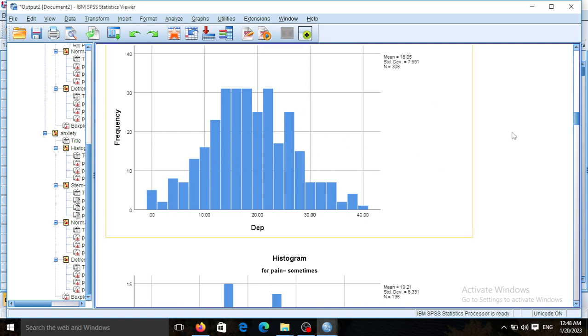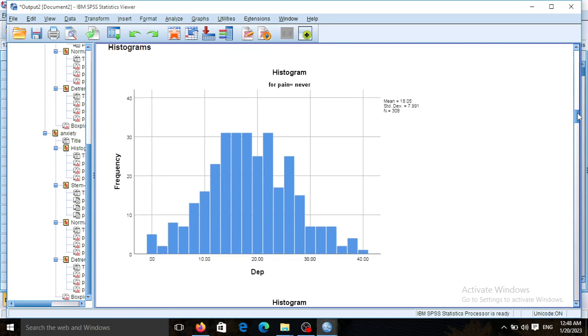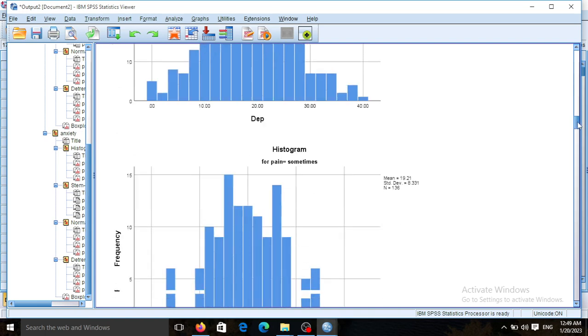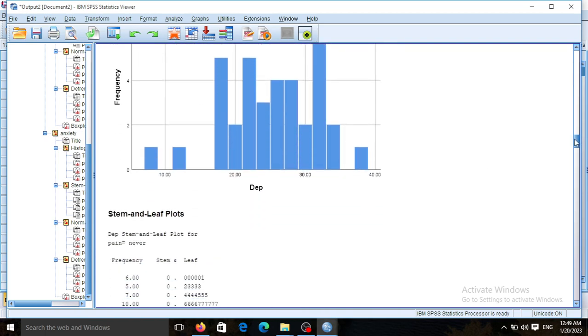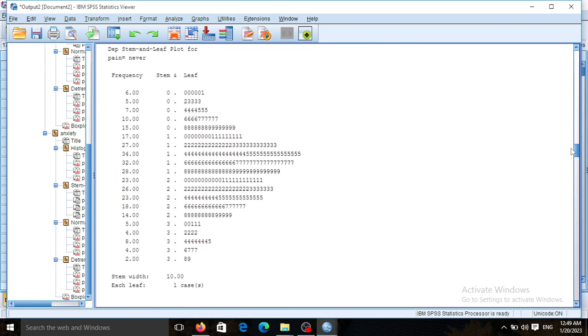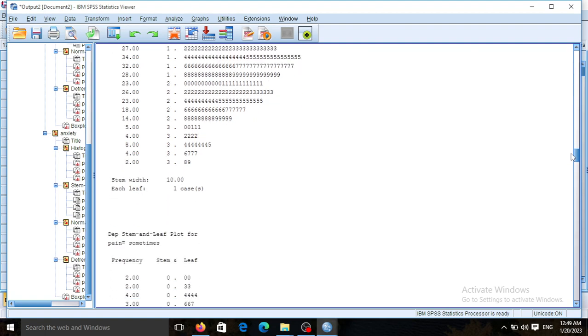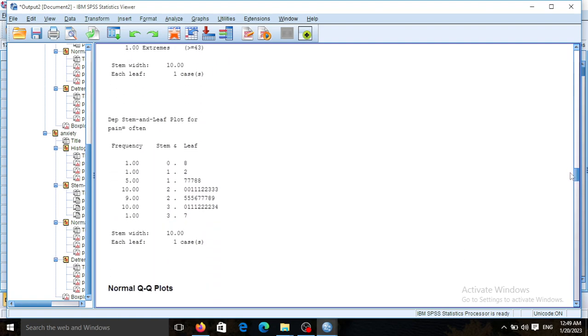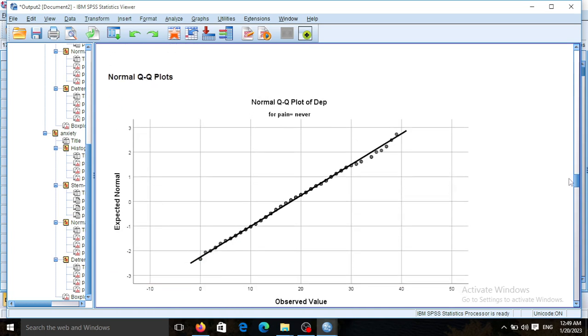My histogram shows that those who had never headache have a normal depression score pattern, and a similar pattern can be observed across other subgroups. Also, the stem-and-leaf chart shows the same normal distribution pattern, with most of data located in the middle.